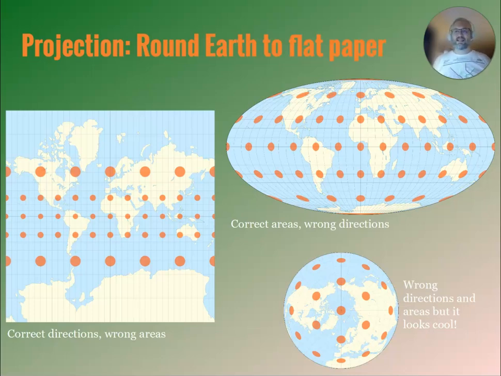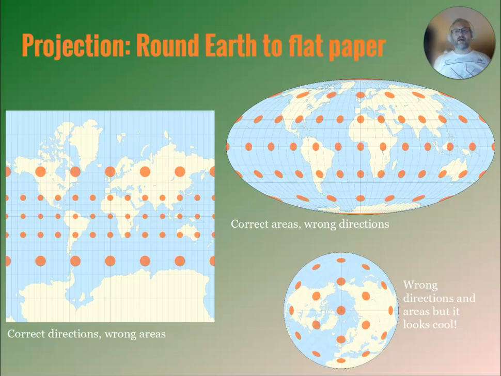So I've got just 3 examples here. The one on the left is a projection you may have heard of. It's called the Mercator projection. And the Mercator projection keeps all of the directions correct. So you can draw a line on a Mercator projection, measure the angle of that line, follow that angle on a compass, and you'll walk exactly on that line and get to your destination.